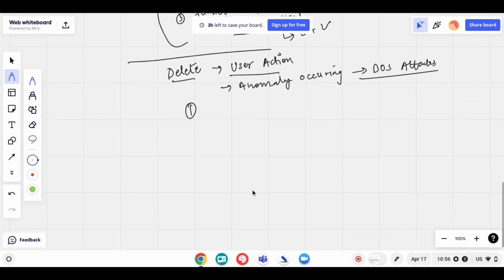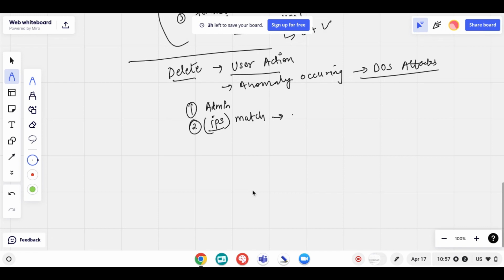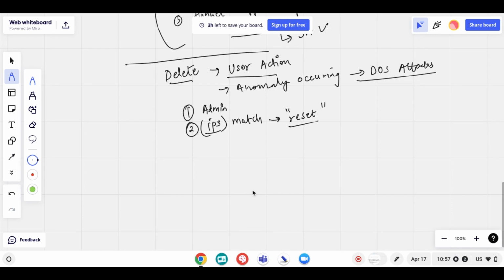The first scenario is, as I said, the admin deleting it manually by selecting a specific session. The second is the IPS match rule. If there is any match rule under an IPS session, that can also be deleted, if there was a session where the action was set to reset. In terms of that, the session needs to be reset, and in that case the session is deleted.